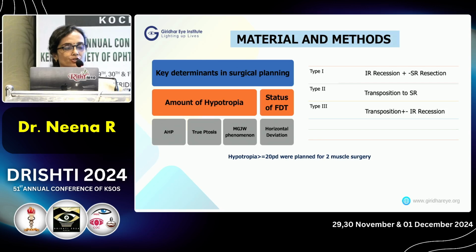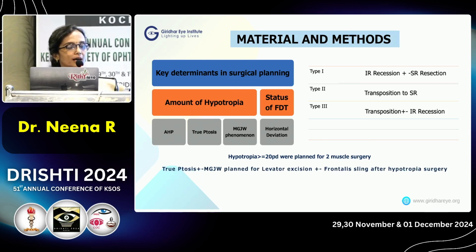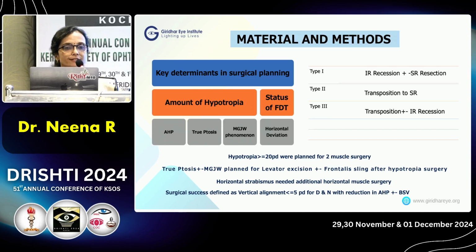When we had a larger hypertropia, two muscle surgery was planned. True ptosis and Marcus-Gunn jaw-winking required additional ptosis surgery, and this was conveyed to the patient. Patients with horizontal strabismus were told that they would require additional surgery in the contralateral eye. Surgical success was defined as a vertical deviation less than or equal to 4 prism diopters of hypertropia with reduction in abnormal head posture, with or without restoration of binocular single vision.